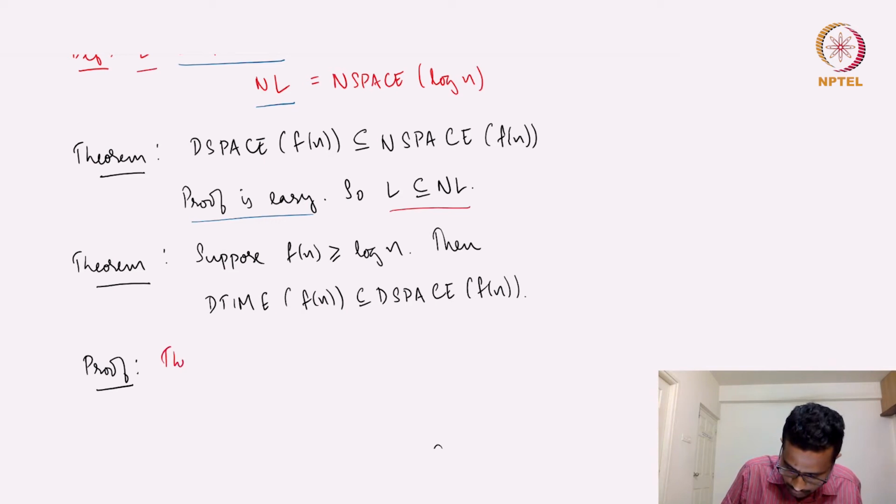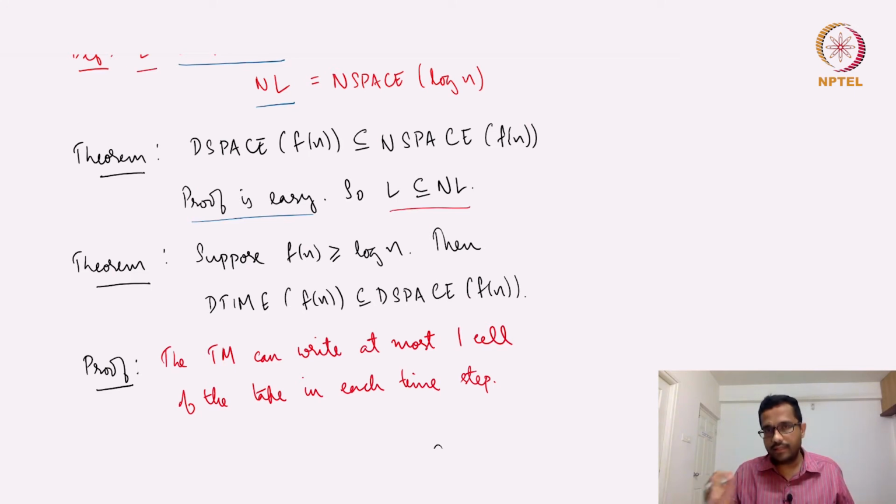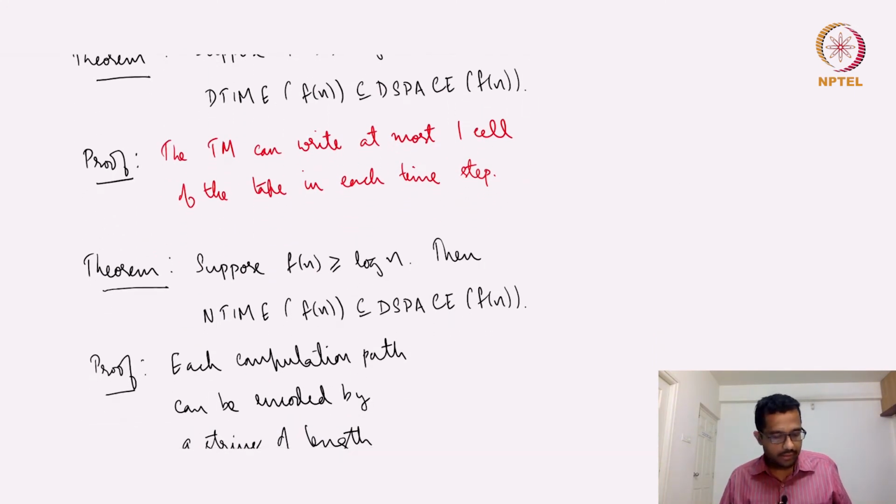So the proof is that the Turing machine, again note that both the left hand side and right hand side are deterministic, can write at most one cell of the tape in each time step. So each time step it can only write one cell, right?